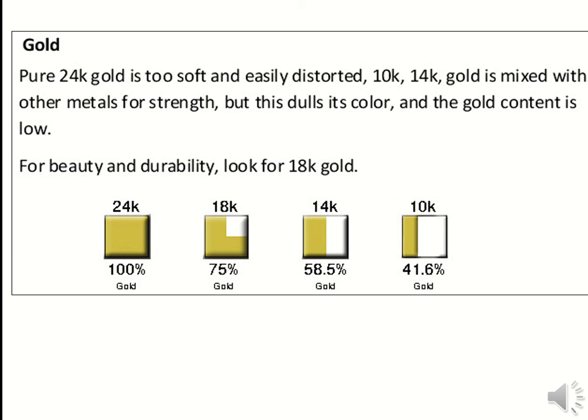So you typically are going to look for something that's 18 karat gold, so it can be both beautiful and durable. If you wanted a ring, you definitely need to go with something more like 10 karat, or it's going to get misshaped or distorted.